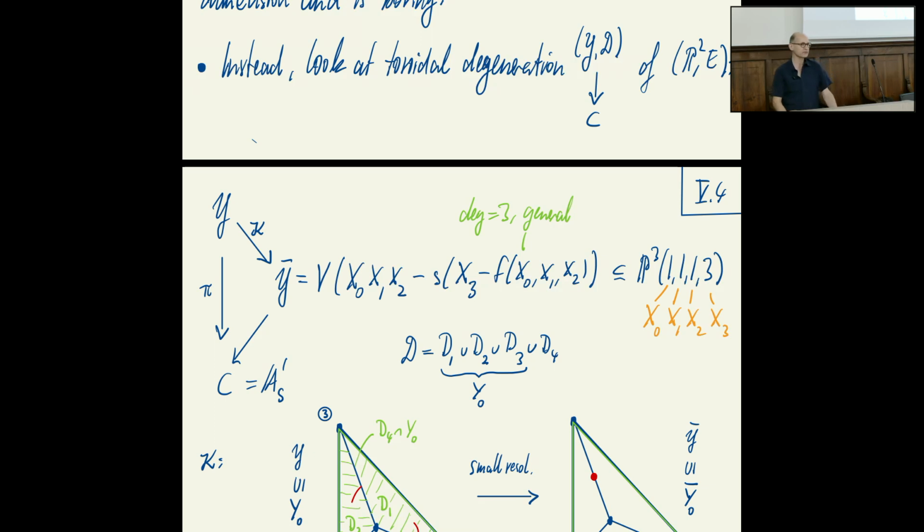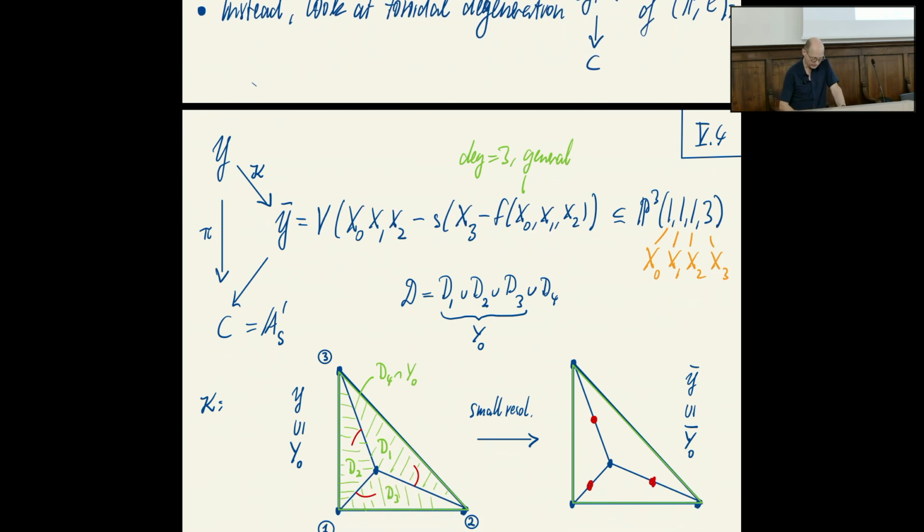So x0, x1, x2 minus s will be my parameter, not t. Okay, I reserve t for the mirror side. And then times x3 minus a general degree 3 polynomial in x0, x1, and x2. So what you will see is if s is non-zero, you can eliminate x3, and then you get a nice cubic curve. Okay, so that doesn't look so bad. So you get P2, and then in there you will also get a cubic curve.